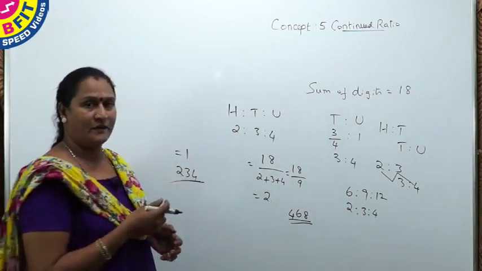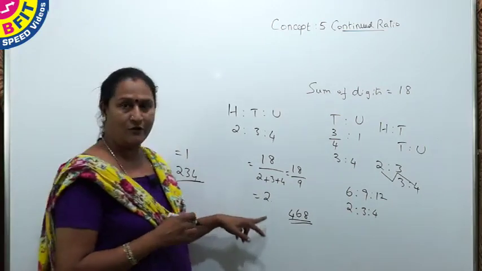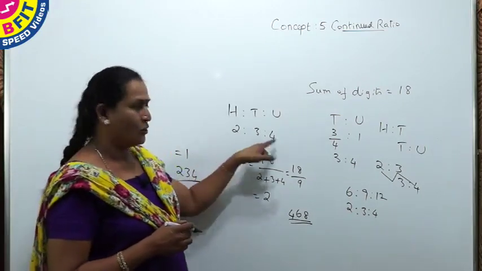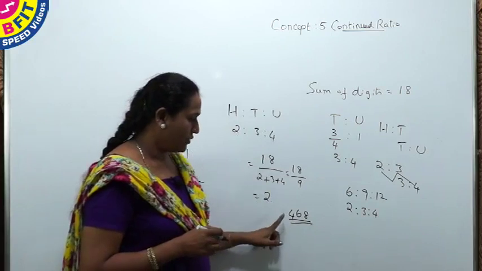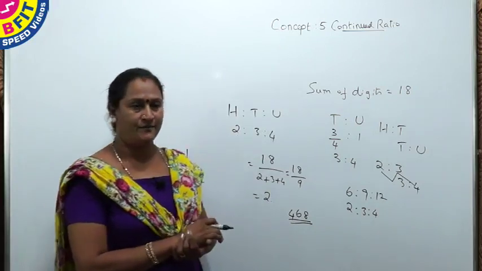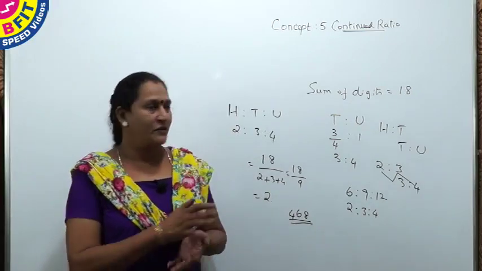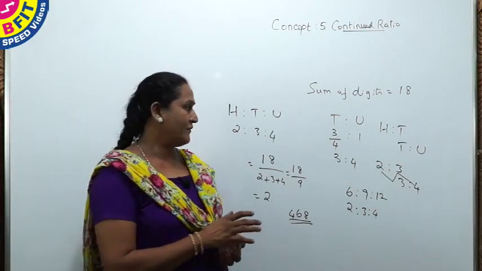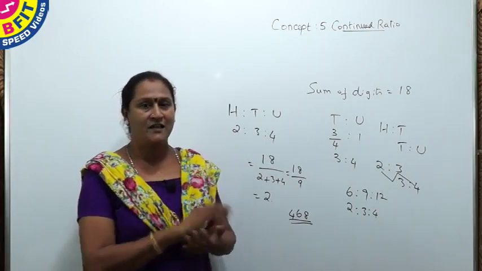234 will be the number. So here we have got the value of one part as 2. So multiplying accordingly to these places, we have got the answer 468. So you can use this continued ratio concept to work out several questions which are asked in the exam.